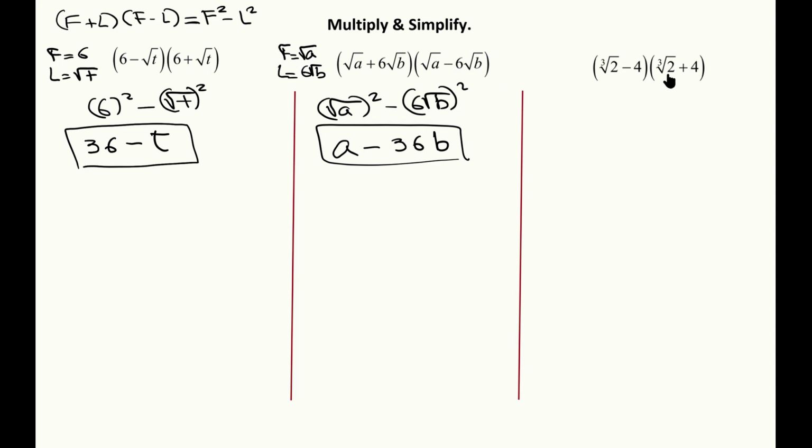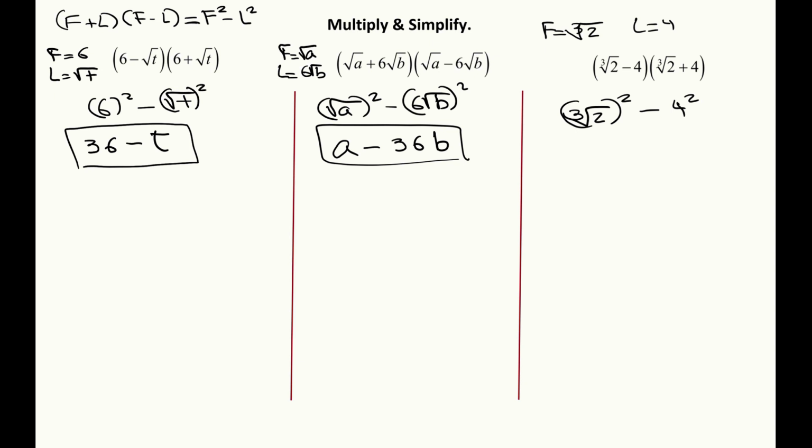We notice once again in the next example we do have the right form. So the role of f is being played by the cube root of 2. The role of L is being played by 4. So we do get f squared. Now be very careful with this one. Minus L squared, which is going to be 4 squared.